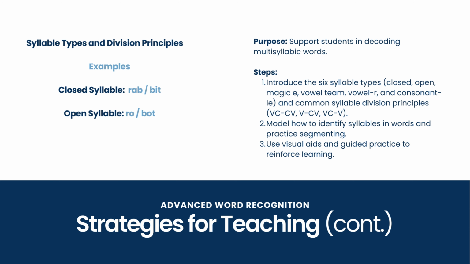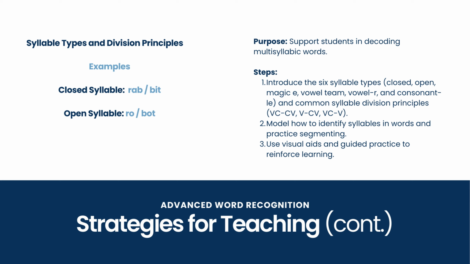Teaching syllable types and division principles equips students with reliable strategies to decode complex words. Start with key syllable types. Closed syllables, the vowel is short because it is followed by a consonant. An example, rab, bit. Open syllables, the vowel is long because it ends the syllable. For example, ro, bot. Gradually introduce the remaining types as students progress, using visuals and examples to build understanding.